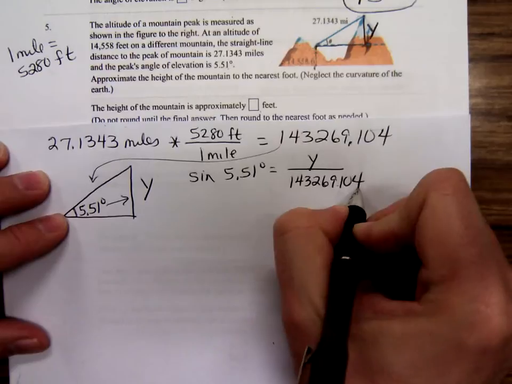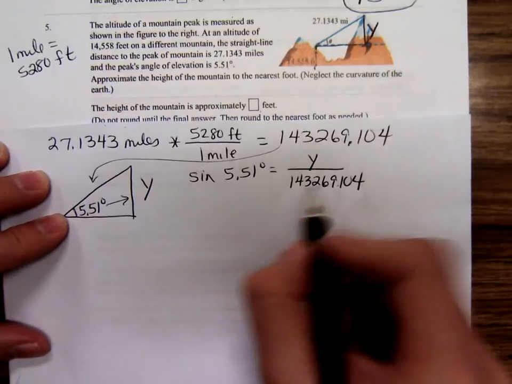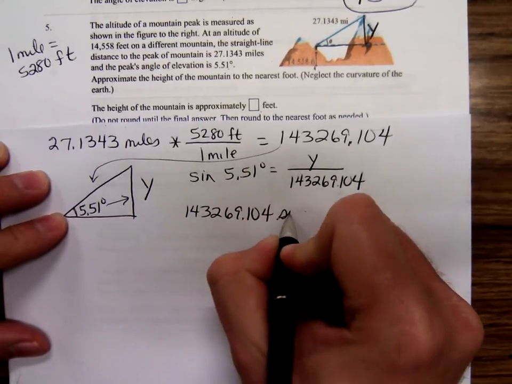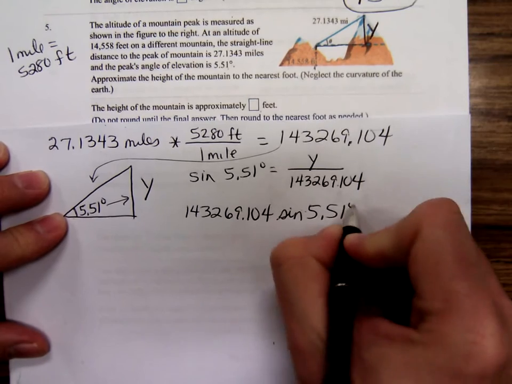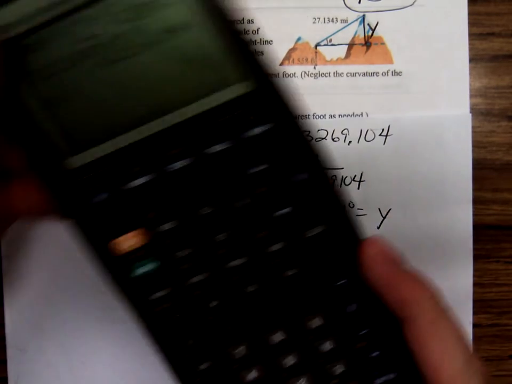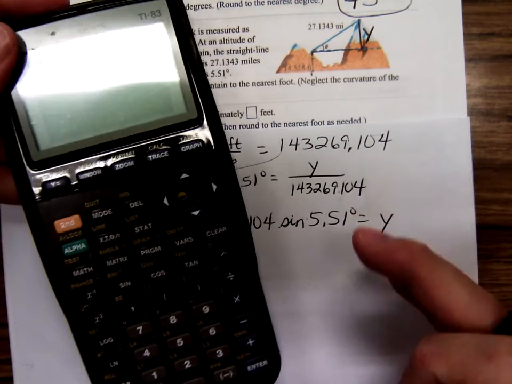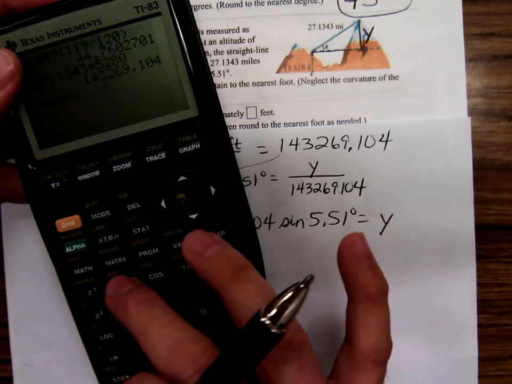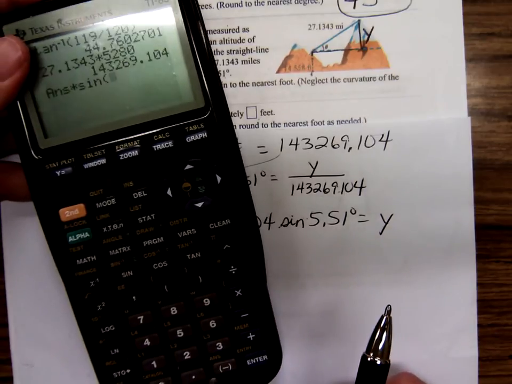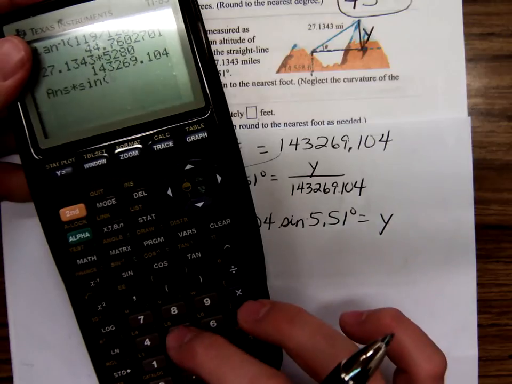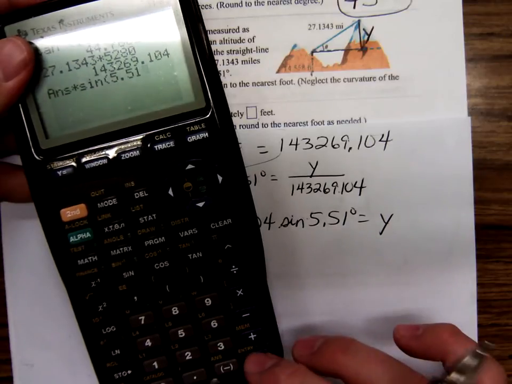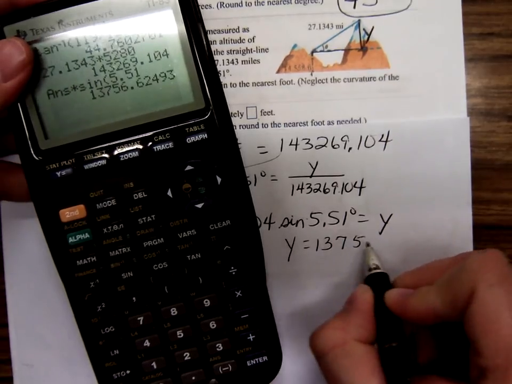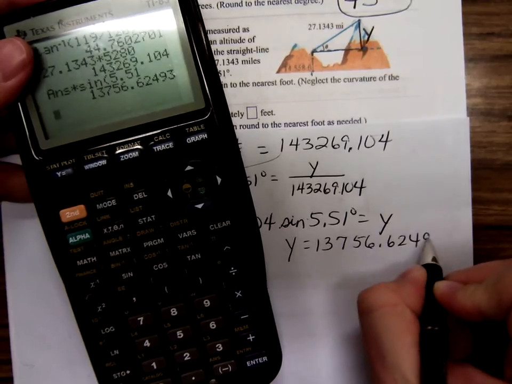So multiply both sides by that: 143,269.104 sine 5.51 degrees. I don't think I cleared out my calculator. That long number is still showing. So I'm just going to say times sine 5.51. So y is 13,756.62493.